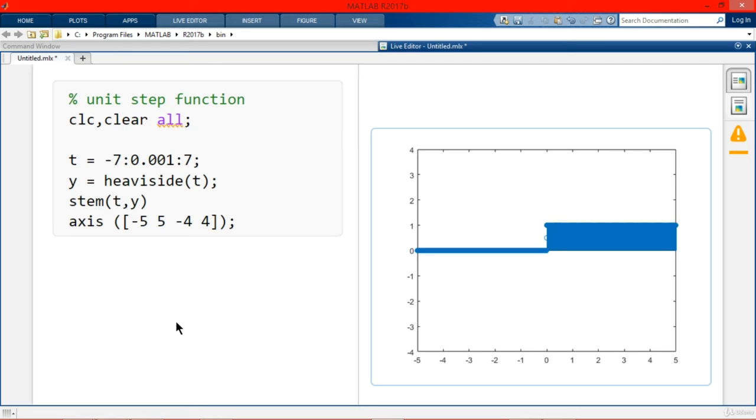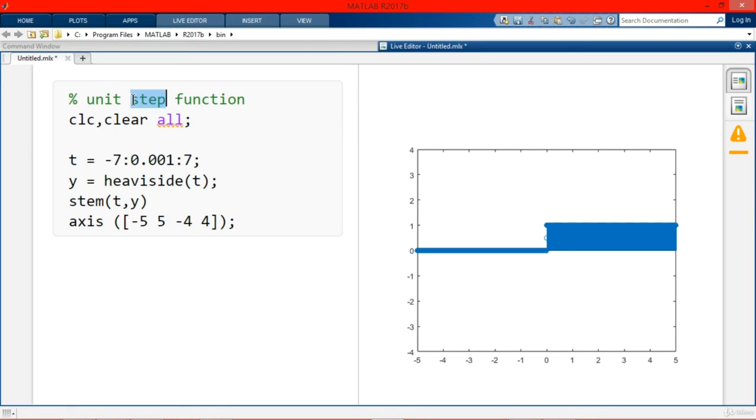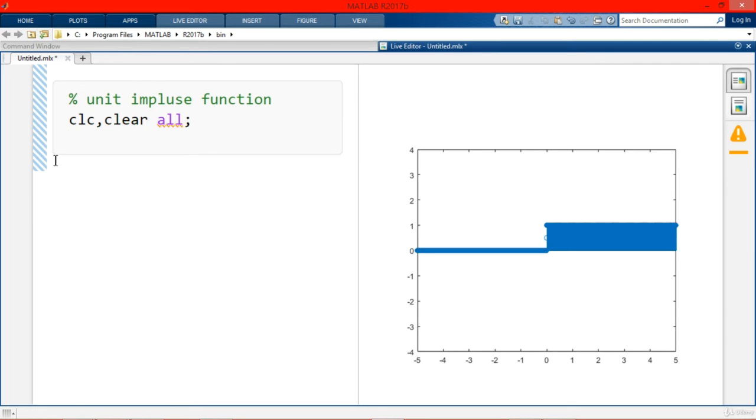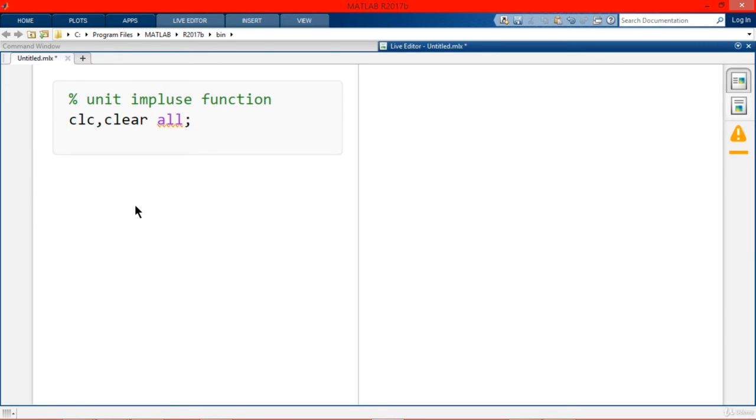So here is the unit step function in the discrete time. After that, we have a unit impulse function or Dirac delta function. It is named after a physicist named Dirac. This signal only exists at t equals 0, where it rises to infinity, and 0 everywhere else. This function has unit area, so that's why it's called unit impulse function. Let's see how it goes on MATLAB.